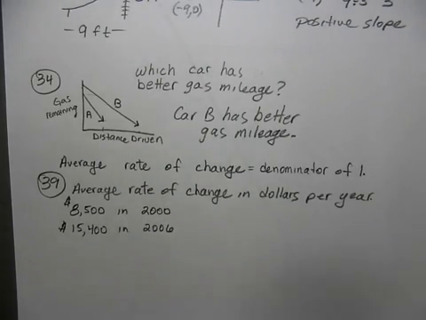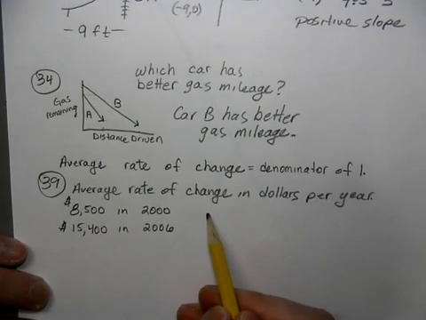For number 39, we're talking about the average rate of change. And average rate of change has a denominator equal to 1. So we want to convert this ratio so that the denominator is equal to 1. Here we're talking about the average rate of change in dollars per year. Dollars per year. So the dollars will be on top. Per means your ratio or fraction. Years will be on bottom.